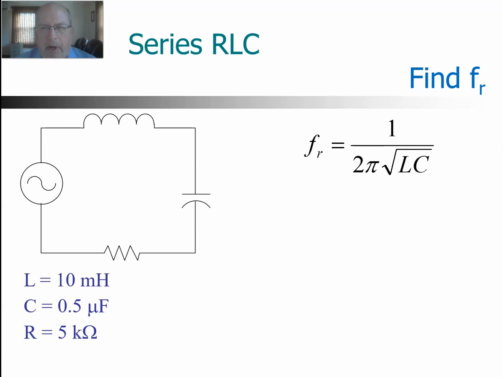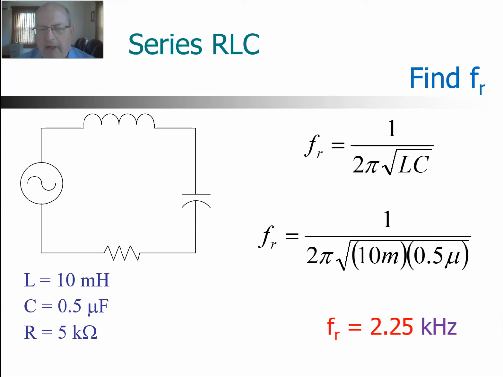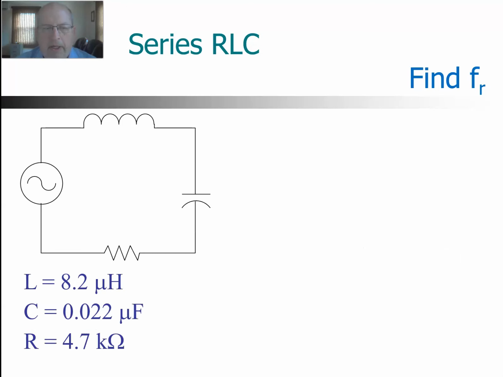So here is another circuit. We want to find the resonant frequency, with different values this time: 10 millihenries and 0.5 microfarads. We plug those into our formula, 1 over 2 pi square root of LC, and we find the resonant frequency is 2.25 kilohertz for this particular circuit. Here's another one: 8.2 microhenries and 0.022 microfarads. Find the resonant frequency. Again, pause the video, try this out for yourself, and see if you get the right answer.